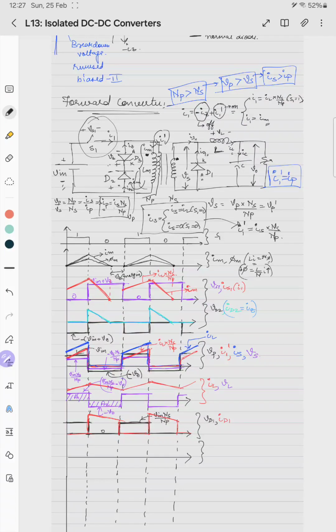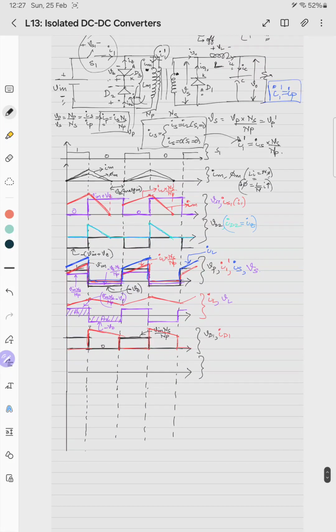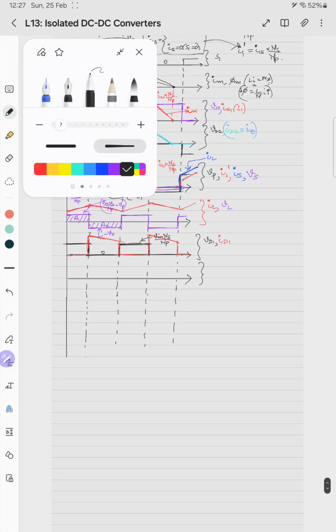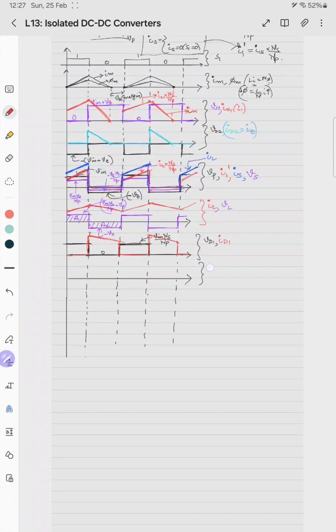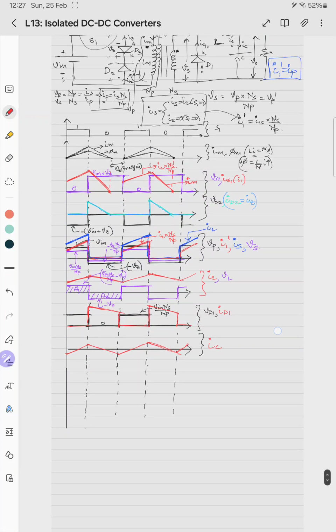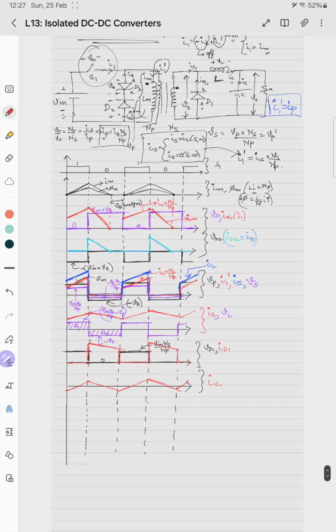So IL is equal to IC plus this. The ripple content will be in the capacitor, and the other part goes to the load. So this is IC. IC is C into dv by dt.